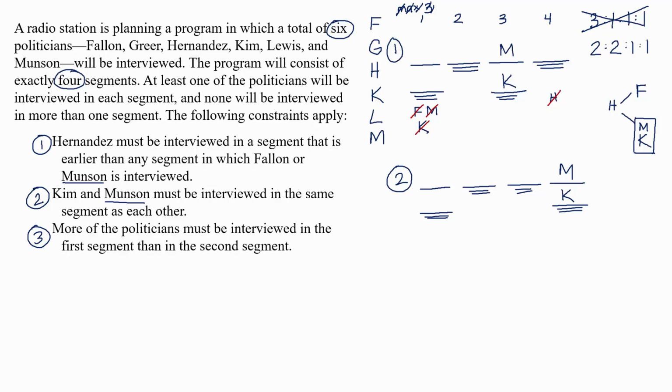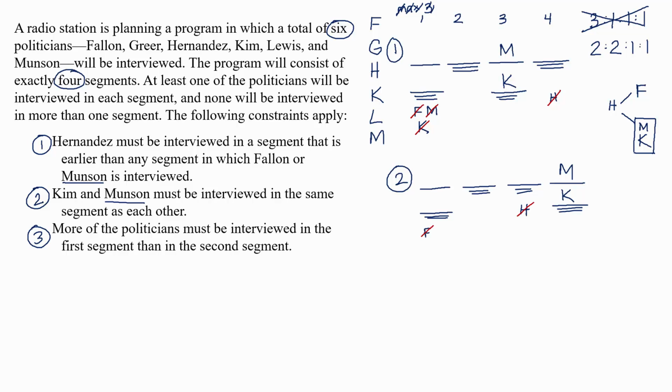What else? Since we now know that no segment can include 3 politicians, we can look at our grouping here and see that Fallon and the Munson-Kim pair can't be together. Why is this important? Well, since they have to be on separate days, that means that there are at least 2 segments after Hernandez is interviewed. So now we know that Hernandez can't be interviewed on day 3.